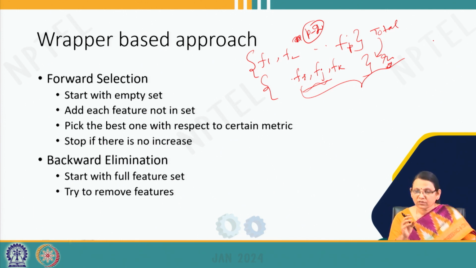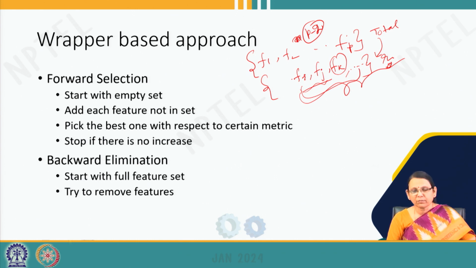Now, whichever Fk gives the best accuracy measure, choose that, and you continue till the desired number of features are selected. Suppose you decide to keep 3 features. So, now at here itself you stop.